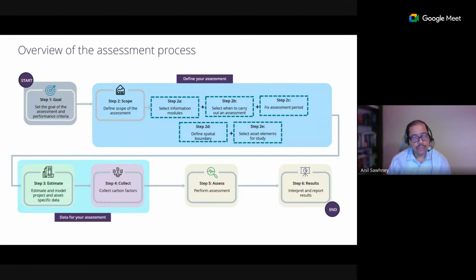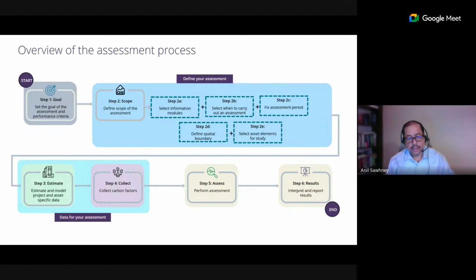Step 5 is to actually conduct the assessment. Step 6 is to produce the results, interpret and report results. Obviously, technically the assessment ends here, but this is then going to be taken into a decision-making process. Maybe you'll have to repeat the whole assessment with a different option.